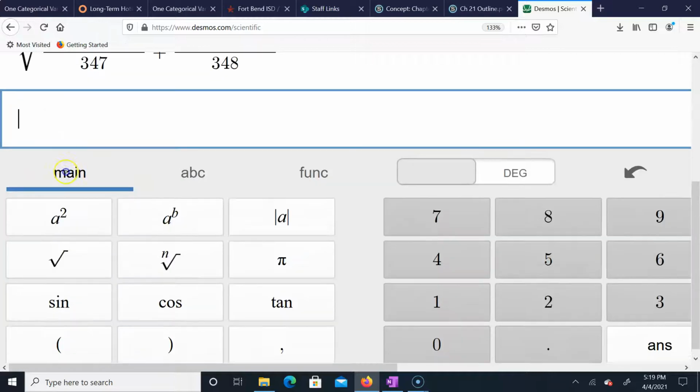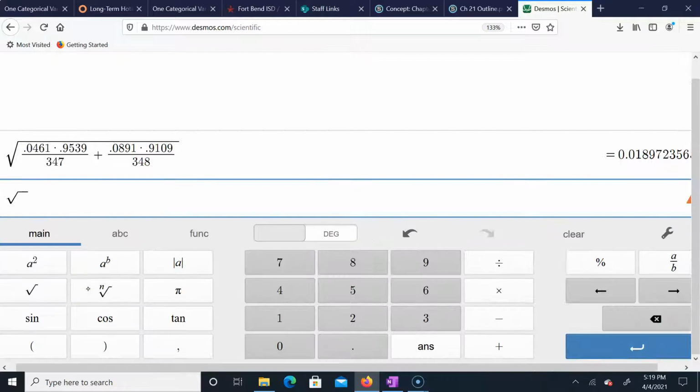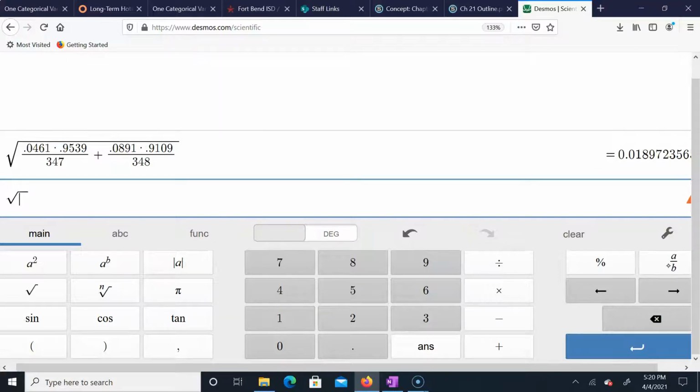What you do is you square root it, and then I start a fraction, and you just type in your numbers, 0.0461. So get some practice on this. Head over to the Desmos Scientific Calculator and get some practice. And you type them in and make sure you know how to get this in correctly. And you should be able to get your answer right here.